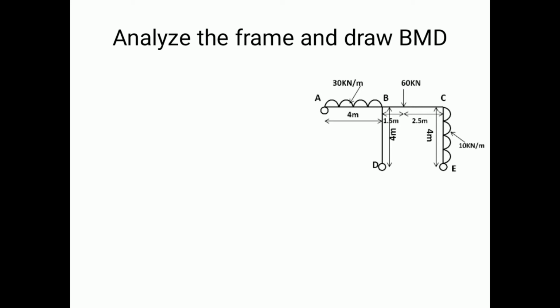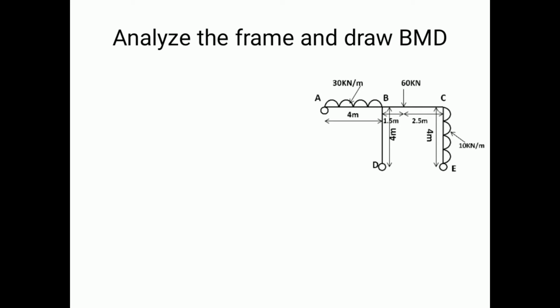BC is a span which is subjected to a concentrated load at an eccentric distance of 1.5 meters from B, that is 1.5 meters from the B side and 2.5 meters from the C end. Again we have the CE span, which is subjected to a 10 kilonewton per meter UDL over a span of 4 meters. At the last we have the BD span, which is 4 meters, and it is not subjected to any other loading conditions.